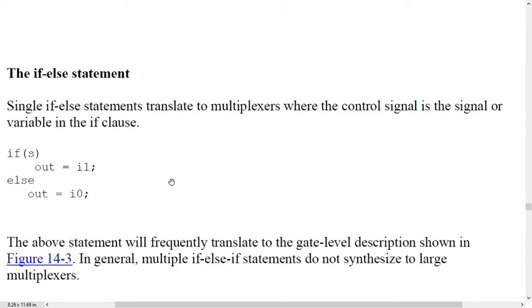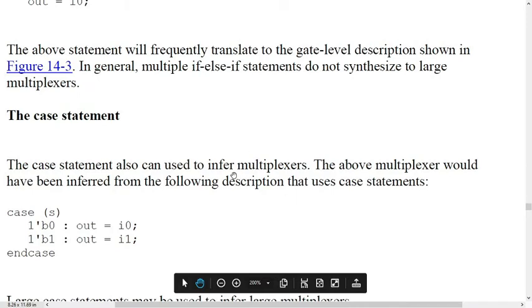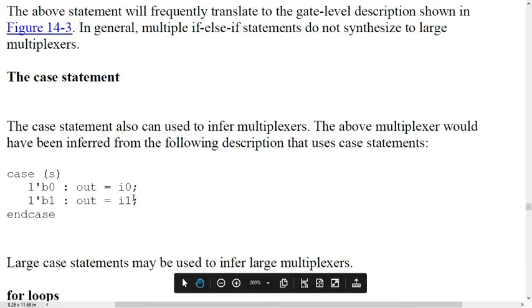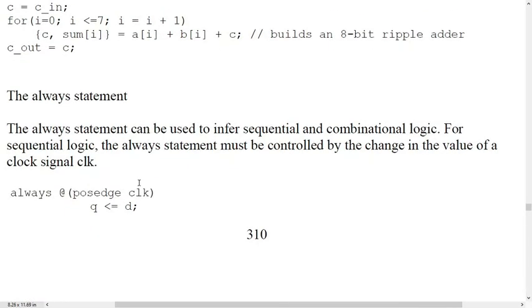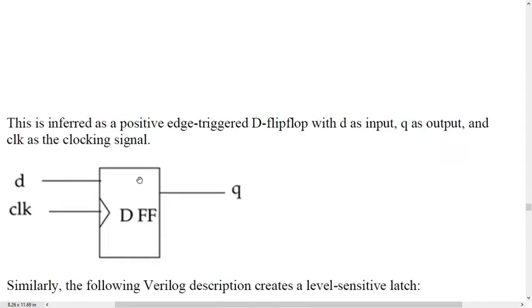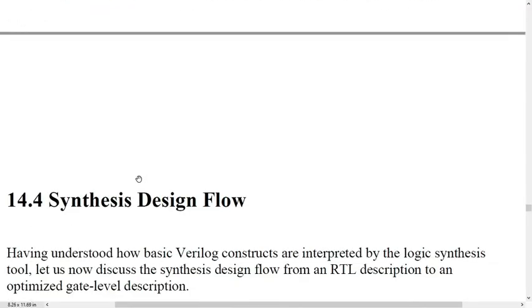Similarly, we will have the if-else statement. If S is 0, out equals I1, else out equals I0. The above statement will frequently translate the high-level description as shown in figure 14.3. Then we will have the case statements, where we will have different cases, then the for loop and always. So these are the things which we have used and discussed in the earlier classes.